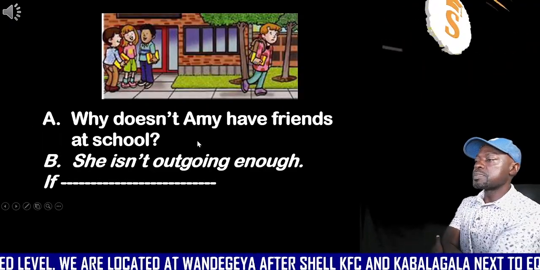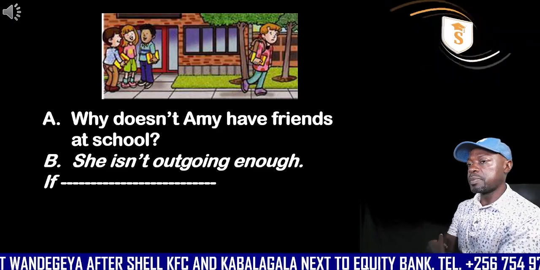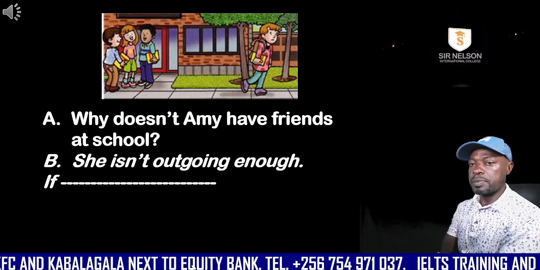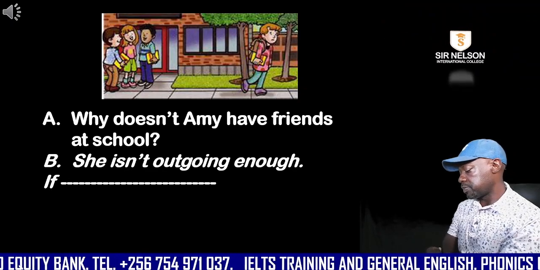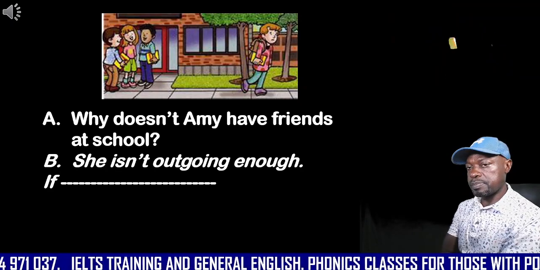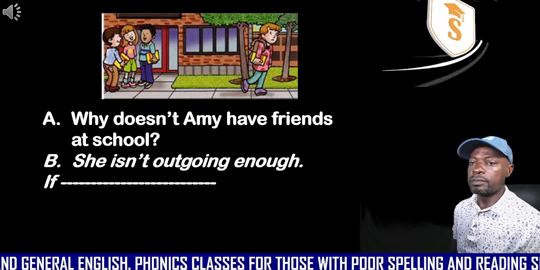5. Why doesn't Amy have friends at school? She isn't outgoing enough. If she were more outgoing, she'd have friends at school.